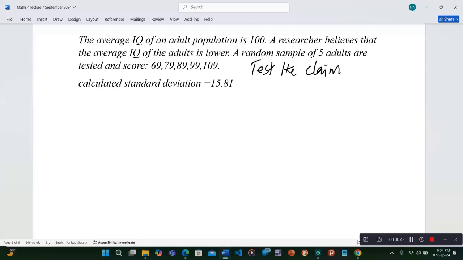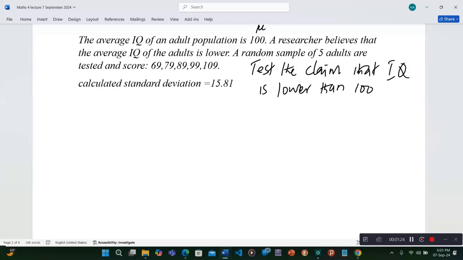Test the claim that IQ is lower, that is lower than 100. Of course, here the average of the population, that is the mu, is 100. A researcher believes that the average IQ of the adults in this population is lower. So if the sample is this and we have calculated the standard deviation of this sample to be 15.81, then we can go ahead and test the claim.